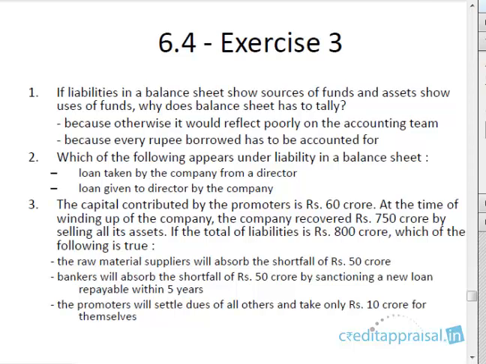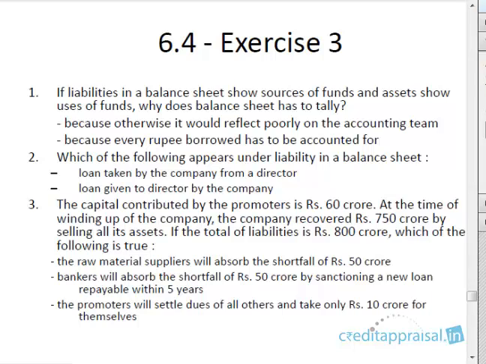Welcome back. In this segment, we'll be doing a small exercise, exercise 3. In this exercise, we will be covering the items we discussed in the balance sheet so far, that is capital and reserves and surplus. For these two items only, we'll be exclusively devoting this exercise because it's a very important aspect.